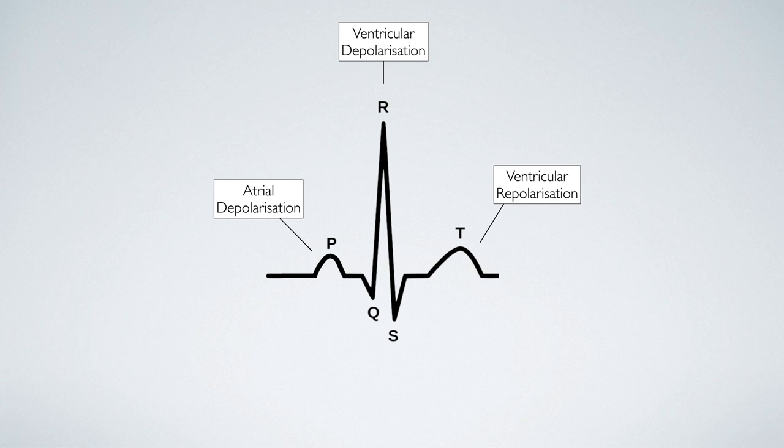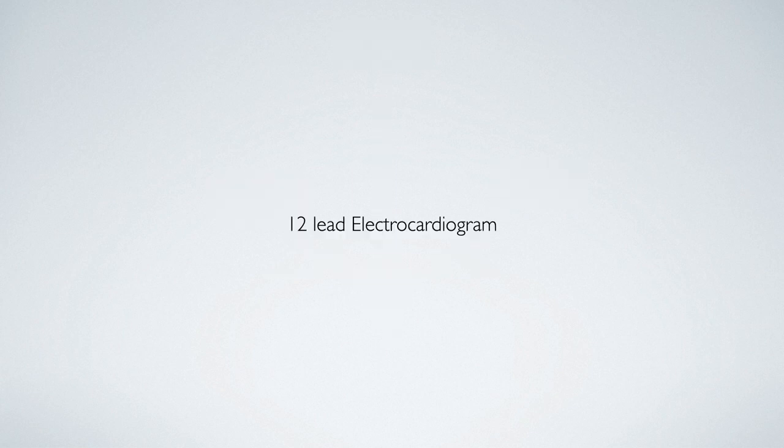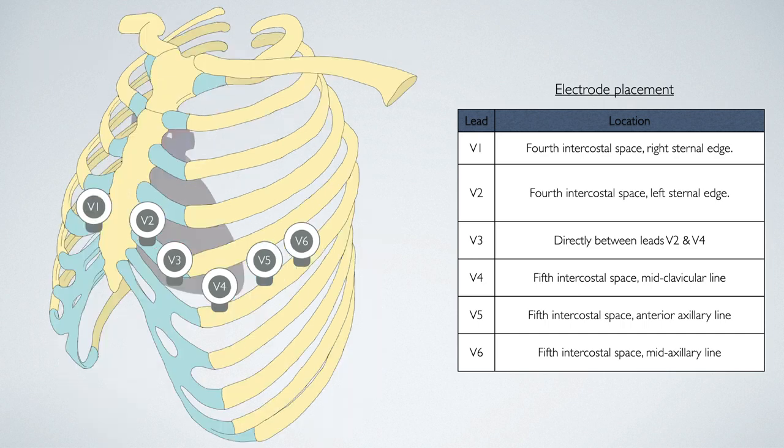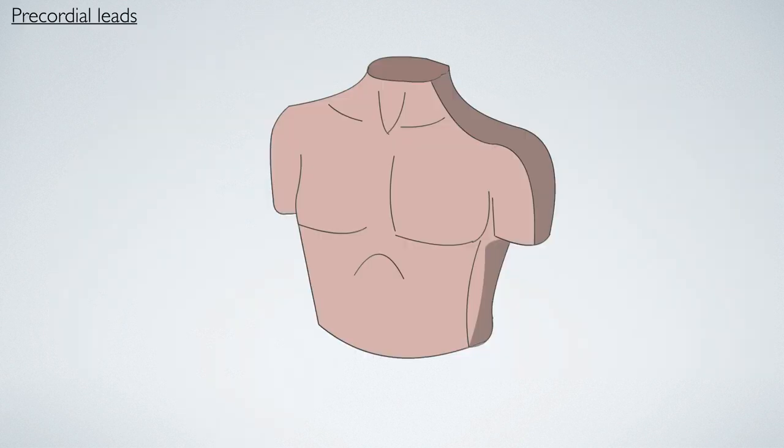So now we have seen how one lead produces a trace, let's take a look at how the 12-lead electrocardiogram is created. The 12-lead electrocardiogram uses 10 leads to produce 12 different views of the heart. The precordial leads are numbered V1 to 6, and these are placed on the thorax in the following anatomical locations. The precordial leads view the heart in a horizontal plane.